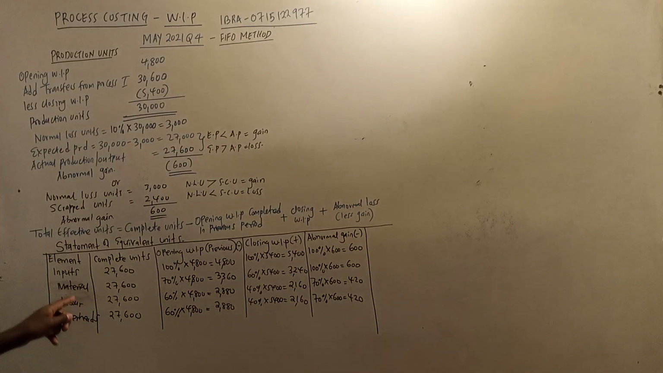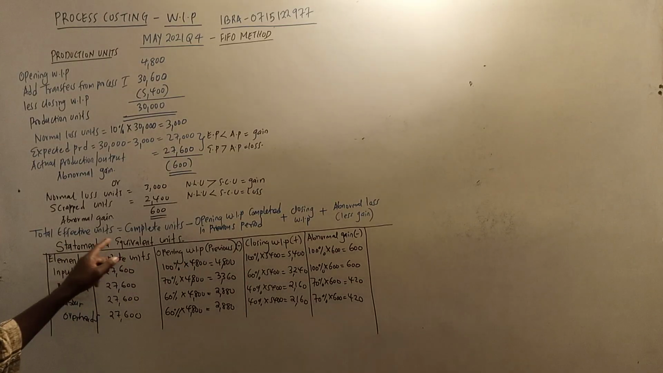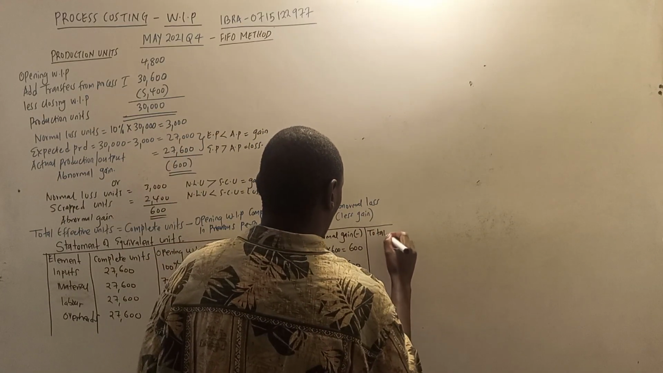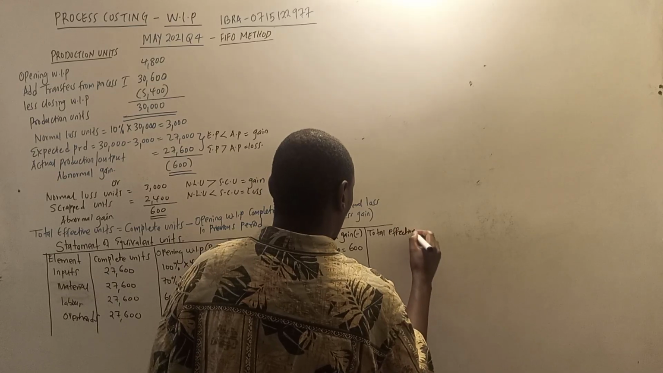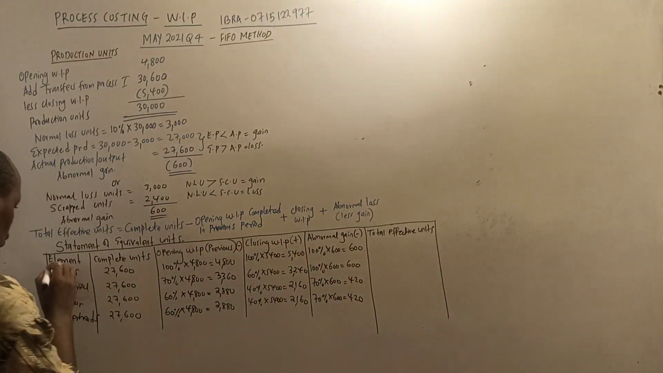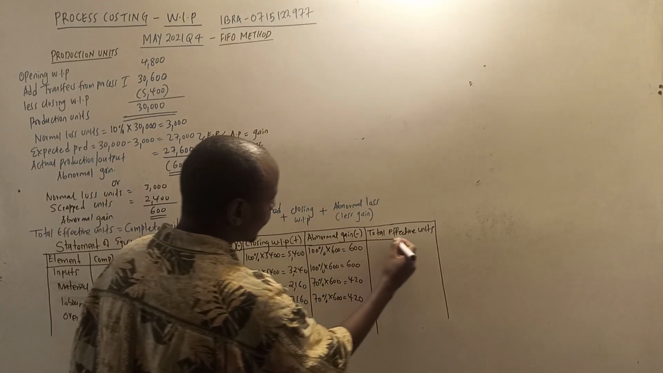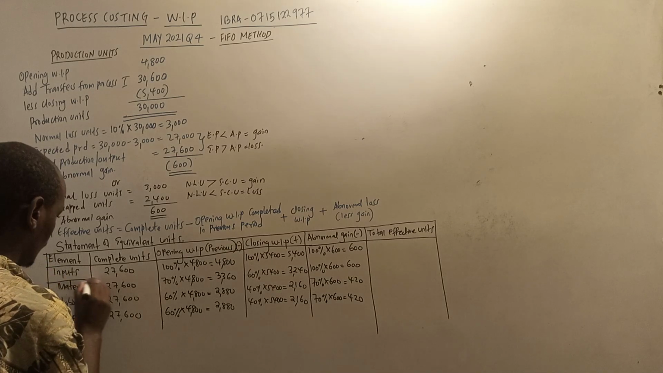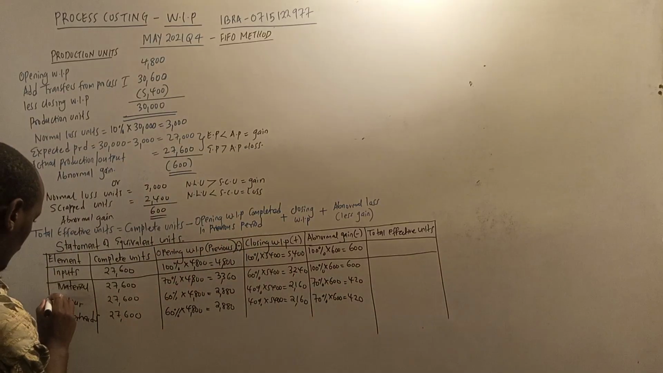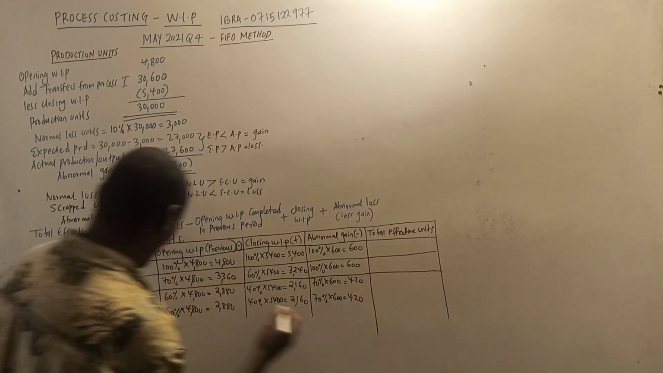So when we add and less some of the items, we are going to get the total effective units. So total effective units.